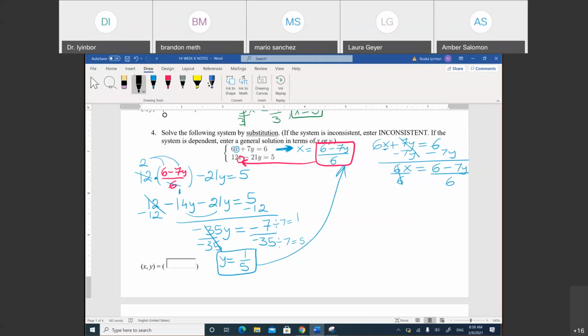Now we have to find x, right? So the best way to go is to replace y with 1/5. So I'm going to get x equals 6 minus 7 times 1/5, everything over 6. You can use a calculator to solve that, or you can do it in your head, like find a common denominator, multiply by 5 up and down. Yeah, let's do that. So I'm going to multiply by 5 to cancel this 5 in the bottom.